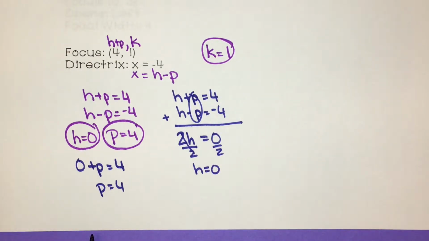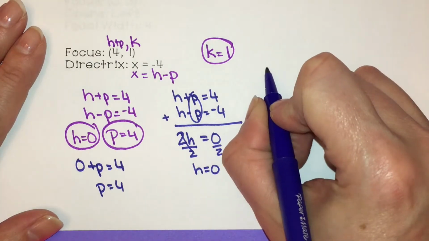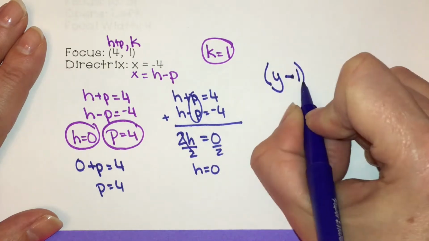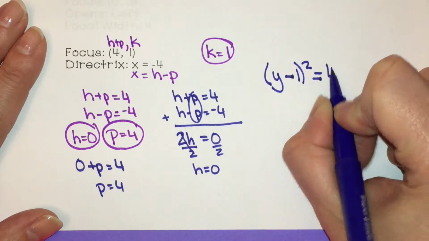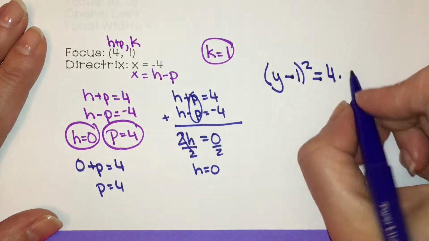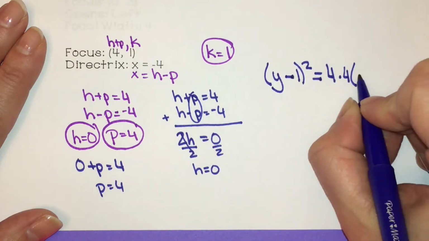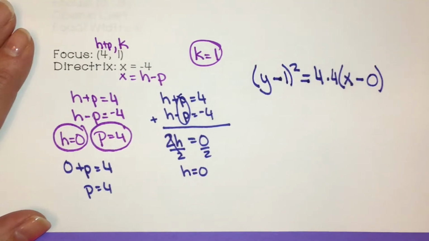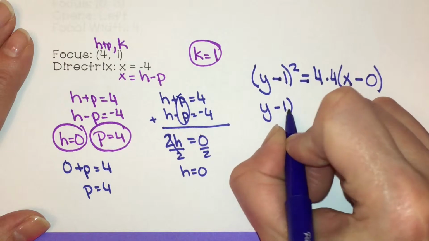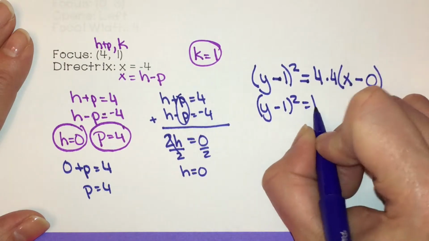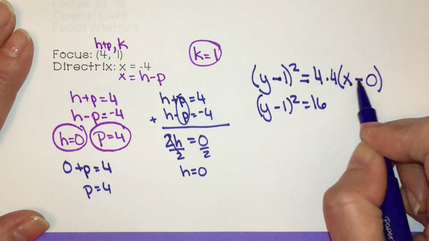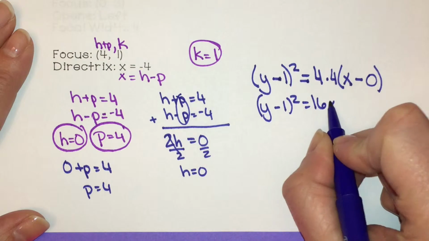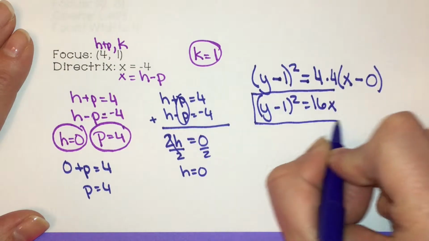So now I just write my equation. This is the one where it's (y minus my k value, which is 1) squared equals 4 times p, and p is 4, multiplied by (x minus my h value, which is 0). I can simplify this. (y minus 1) squared equals 4 times 4, which is 16, multiplied by (x minus 0). But x minus 0 is just x, and 16 times x is just 16x. So this is my equation.